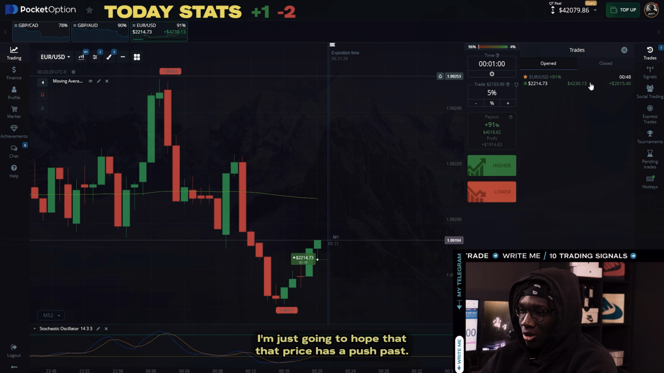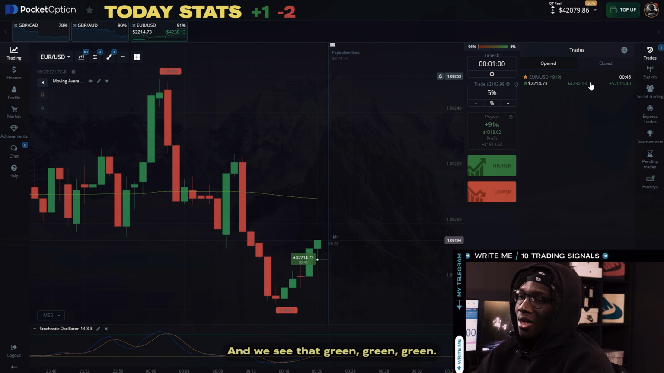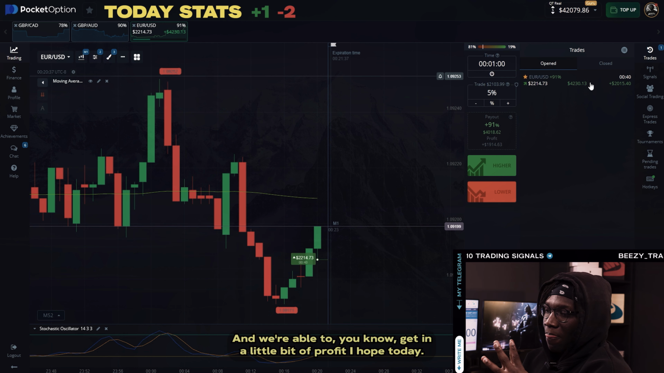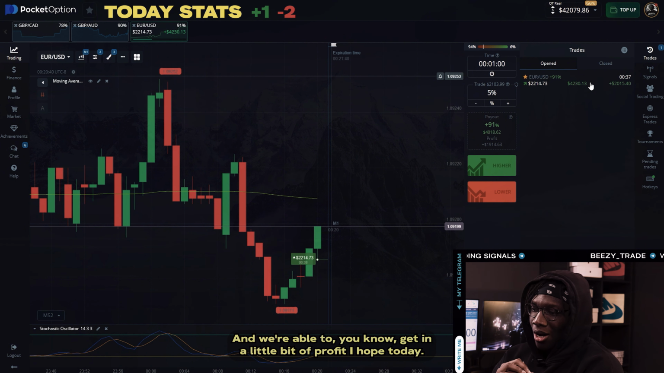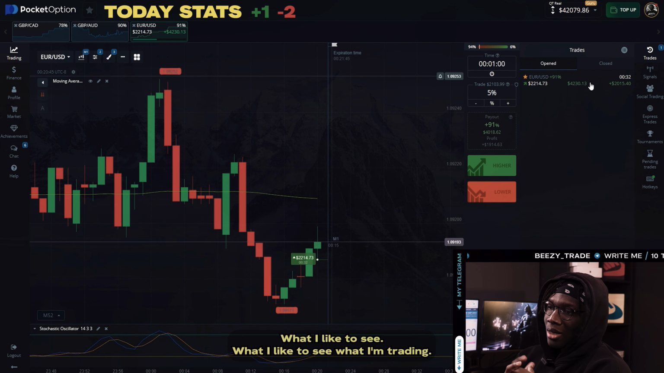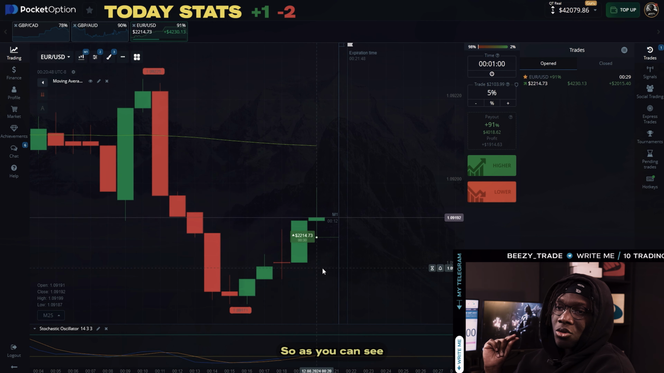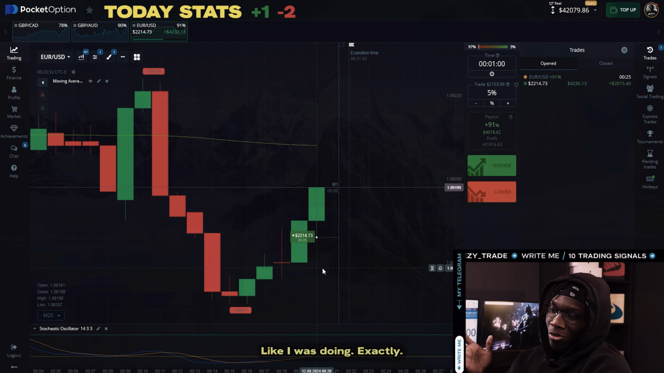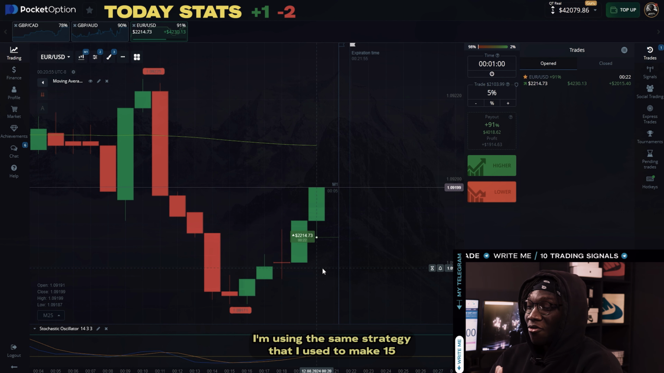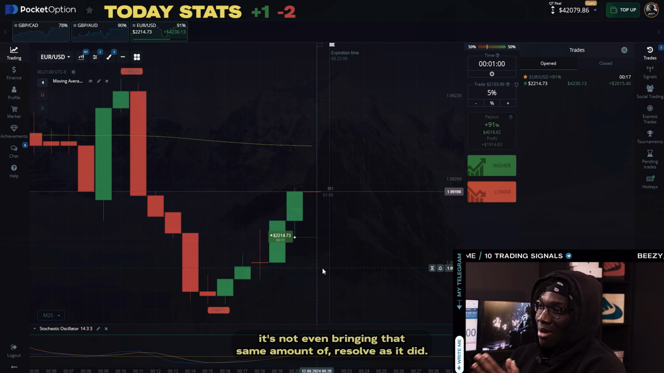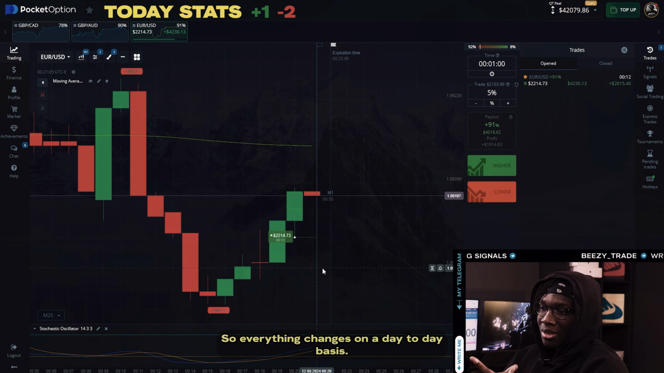I'm just gonna hope that the price doesn't push past and we see that green, and we're able to get in a little bit of profit, I hope, for today. So yeah, green long candles, what I like to see when I'm trading. As you can see, not every situation happens the same way. I'm using the same strategy that I used to make 15K the other day that I showed you, and you can see today, it's not even bringing the same amount of result. So everything changes on a day-to-day basis.